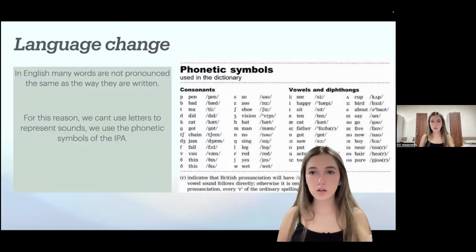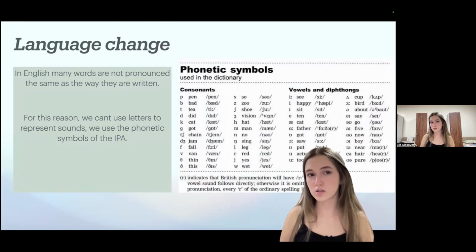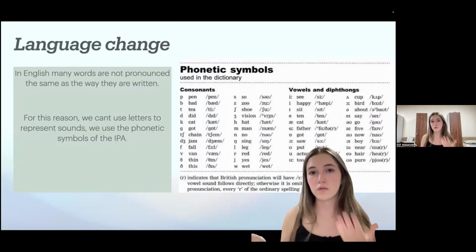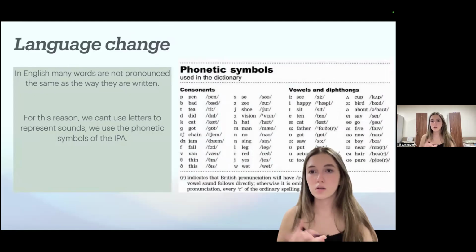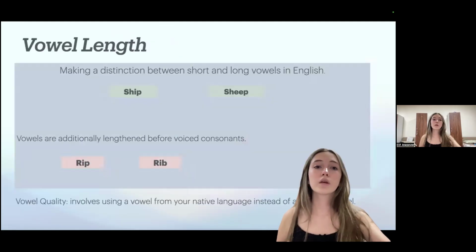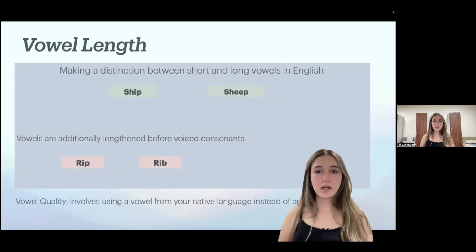I'm gonna talk about language change as well. So, in English, many words are not pronounced the same as the way they are written. And for this reason, we cannot use letters to represent sounds. We use the phonetic symbols of the IPA, International Phonetic Alphabet. And as you can tell, we have the phonetic symbols right here, consonants and vowels and diphthongs. And today I'll be talking about vowels and diphthongs. So we start with vowel length.